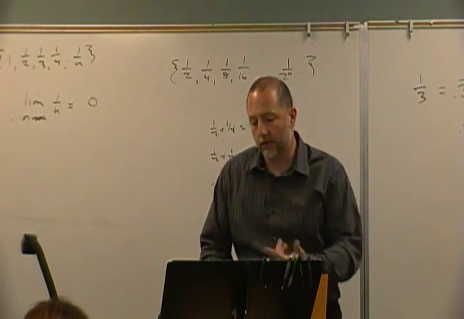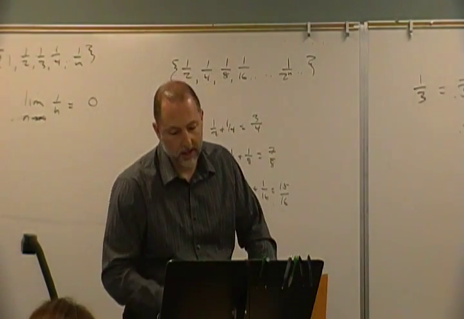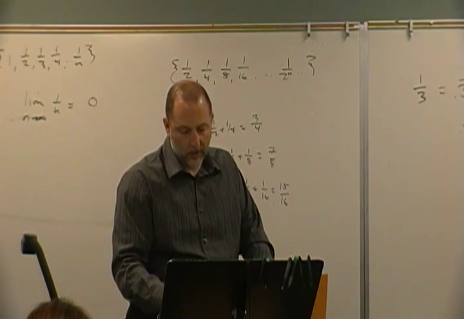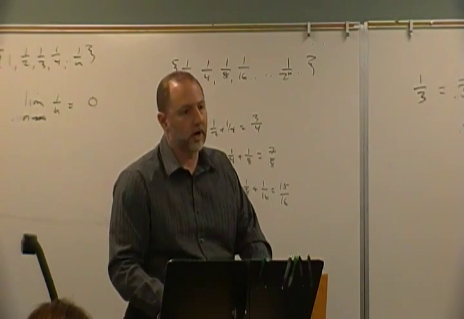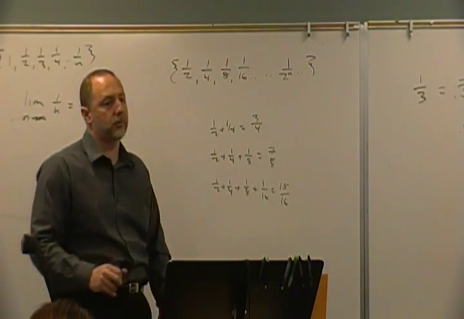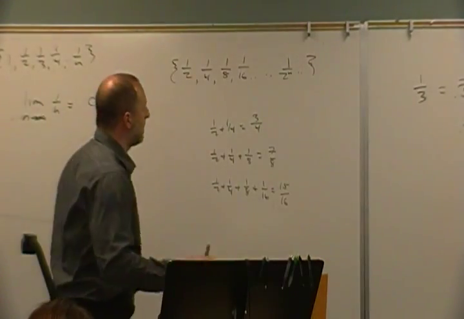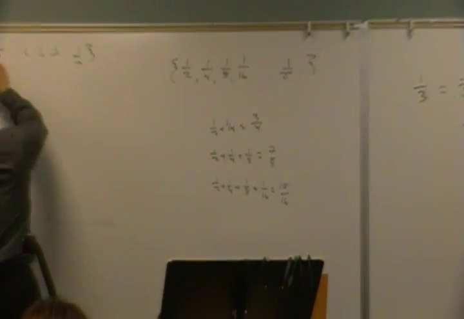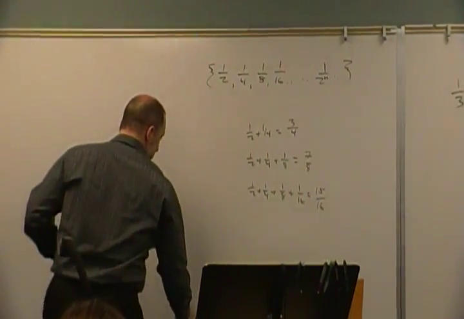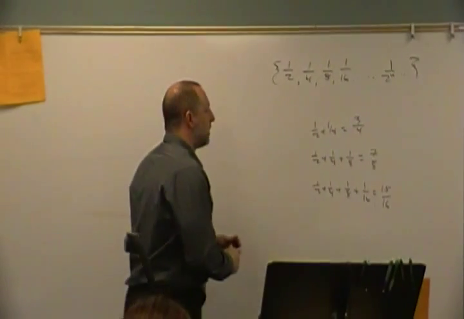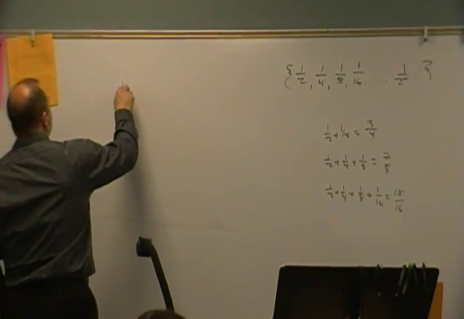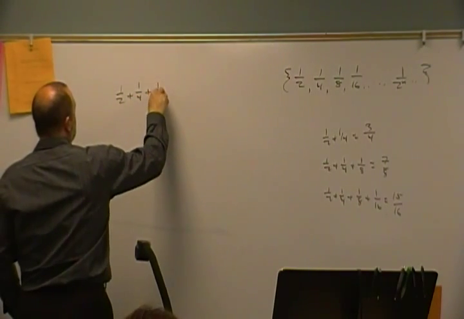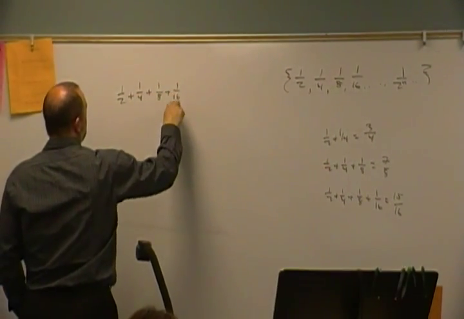Yes? Now, the book shows this, and it doesn't prove it at this point. It just starts out with this, and it says, how do we know if it's going to converge or not? Well, we can actually prove this, and the way we can prove it is like this. Let's take a half plus a fourth plus an eighth and a 16th, right?